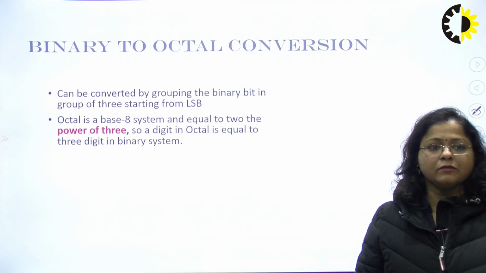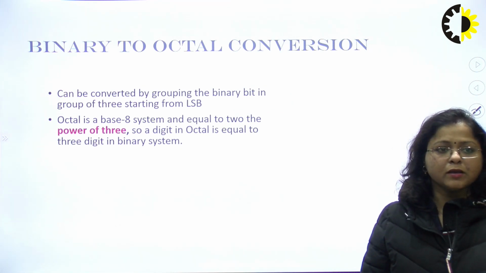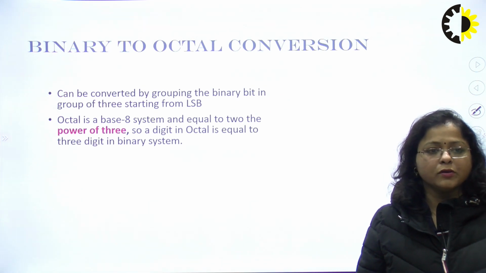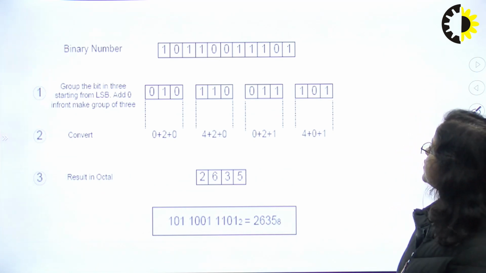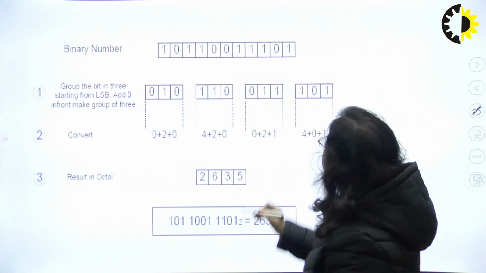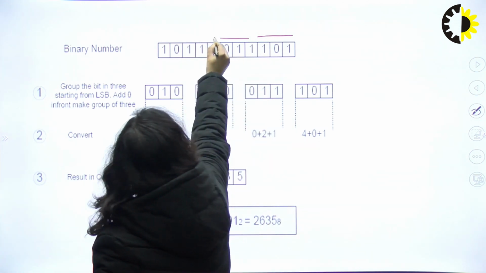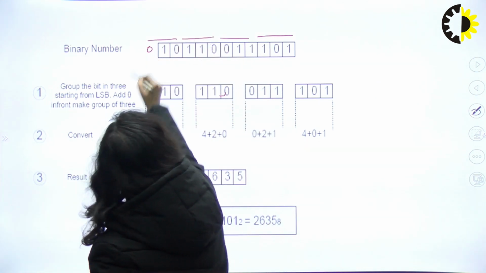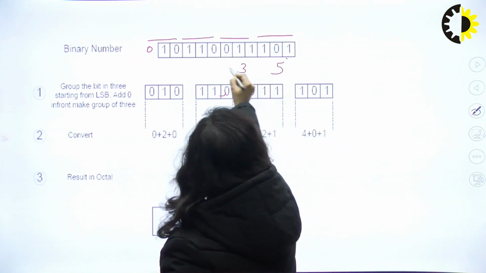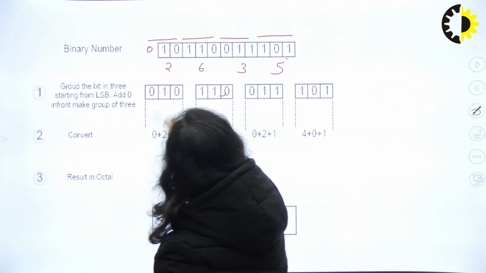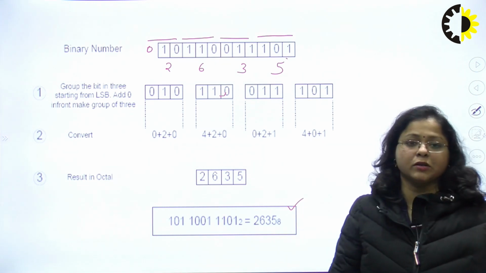Similarly, we can easily convert binary to octal by grouping the number in groups of 3. Like if the number is written as this, then we try to group it from the extreme right side, and if there is a need, we add an extra 0. So 101 is 5, 011 is 3, 110 is 6, 010 is 2. So it is the octal number 2635.